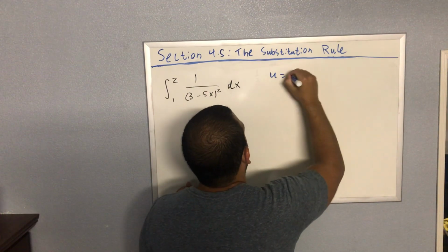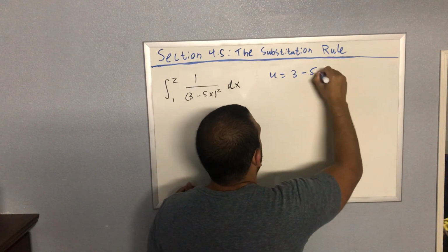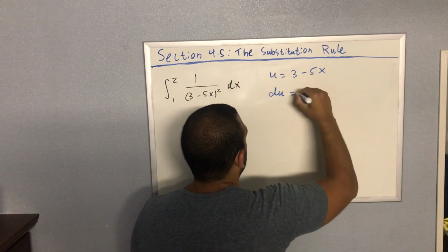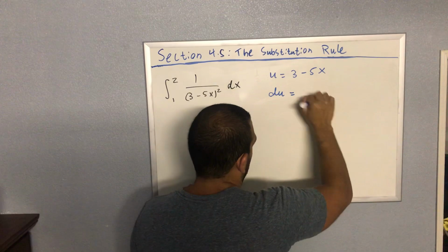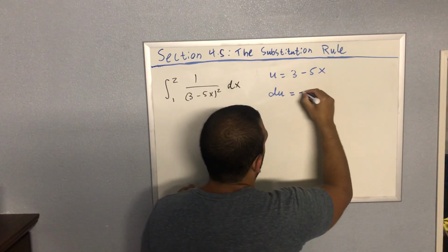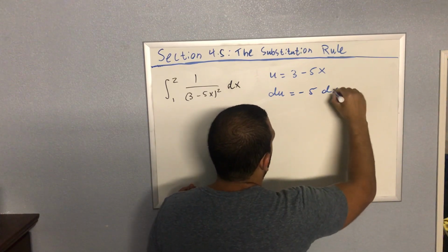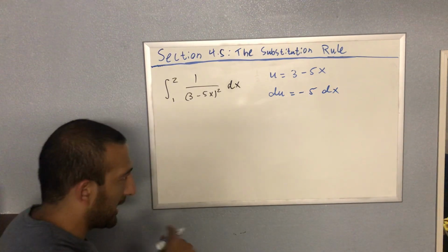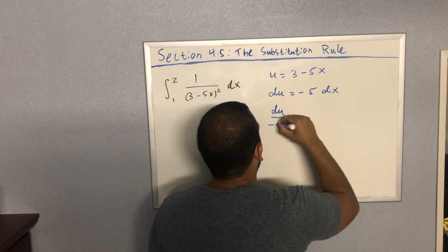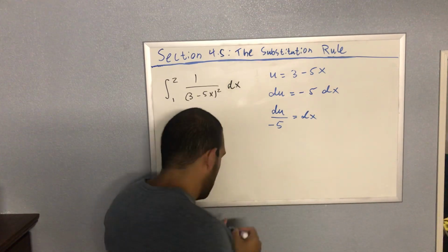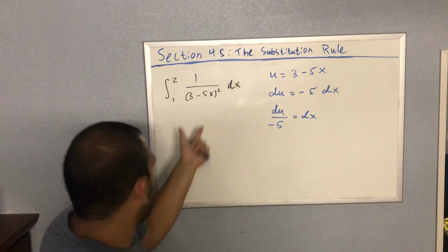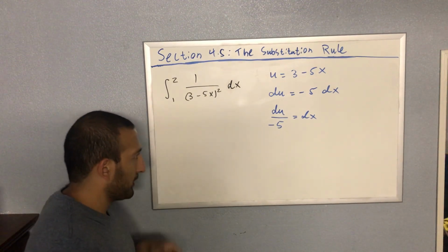So we're going to let U be 3 minus 5x. And so remember, that means when we take the derivative, we get du is the derivative of this, which is 0, and then the derivative of negative 5x is just negative 5. So this is negative 5 dx. And then when we divide by negative 5, we have du over negative 5 is dx. So the dx will get replaced with that. This whole expression will get replaced with u.